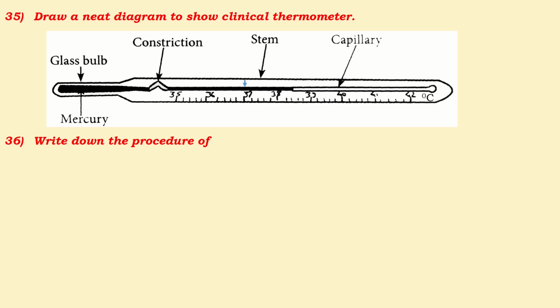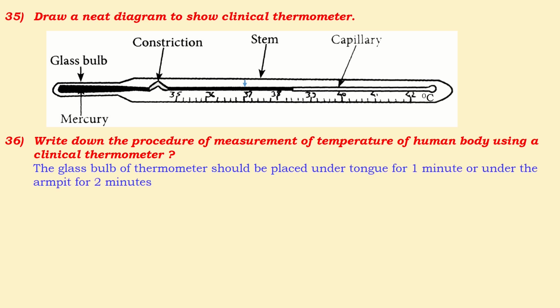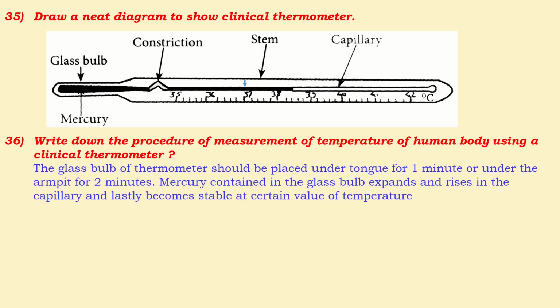Okay, next question. Write down the procedure of measurement of temperature of the human body using a clinical thermometer. How do we measure body temperature? The glass bulb of the thermometer should be placed under the tongue for 1 minute or under the armpit for 2 minutes.